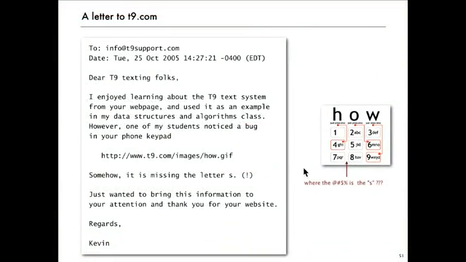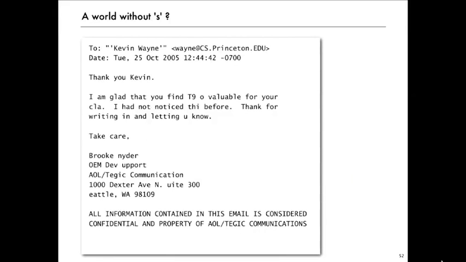So what exactly are they doing? This is maybe a bit of a fantasy, that this is the response that he got. Maybe these people lived in a world with no S's.